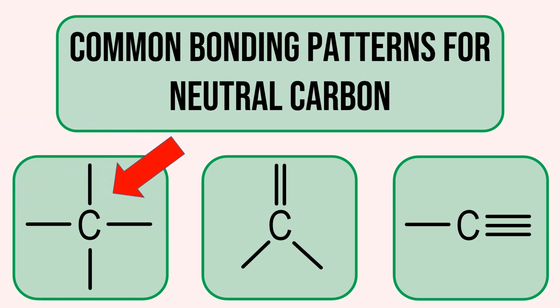Neutral carbon will have 4 bonds. These can be 4 single bonds, 2 single bonds and a double bond, or a single bond and a triple bond.